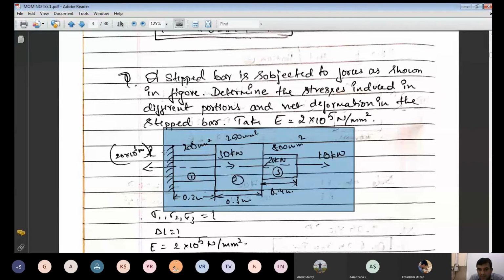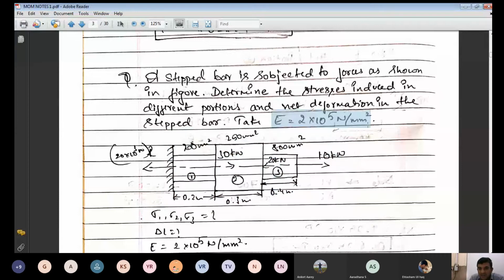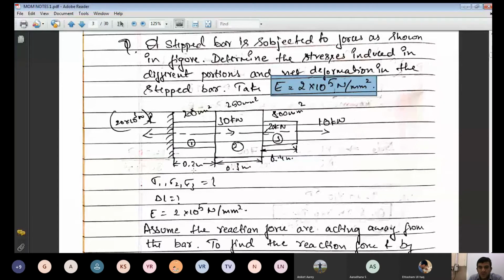The whole stepped bar is made up of only one material, that is steel. The E value is given, the metal property is given as 2 into 10 to the power of 5 Newton per mm square. Write the sketch with all the notations and all the data. Now write the given data. Our aim is to determine stresses in each portion: sigma 1, sigma 2, sigma 3. Sigma 1 stands for stress induced in the first portion, sigma 2 for the second portion, sigma 3 for the third portion. And we also determine the net deformation, delta L. The E of the metal is 2 into 10 to the power of 5 Newton per mm square.